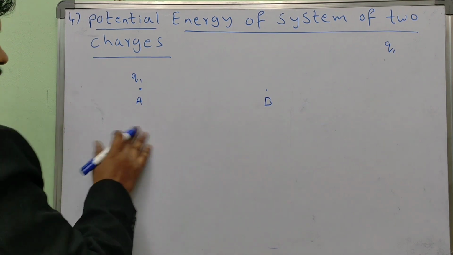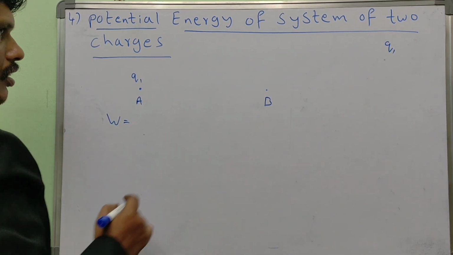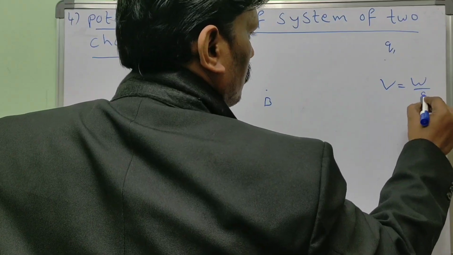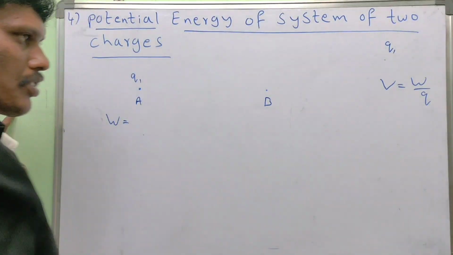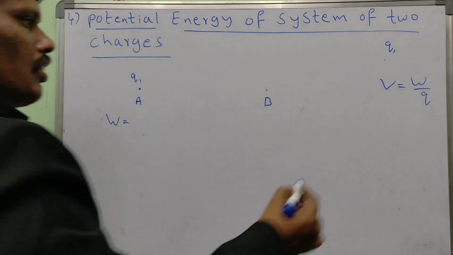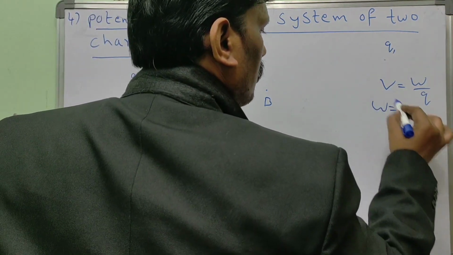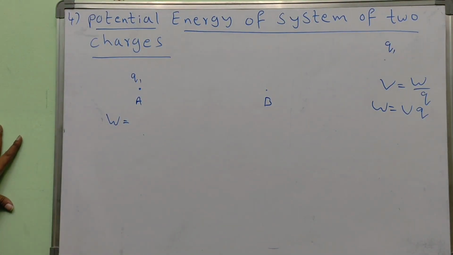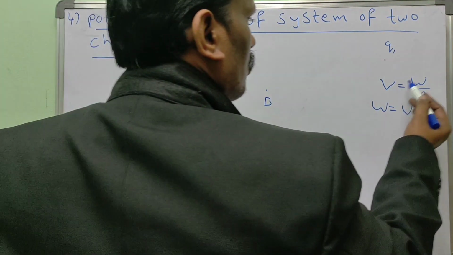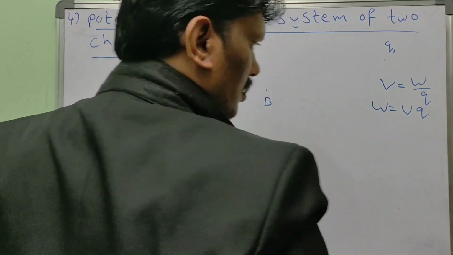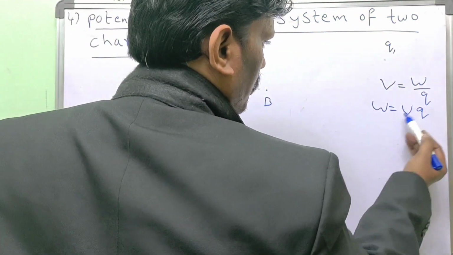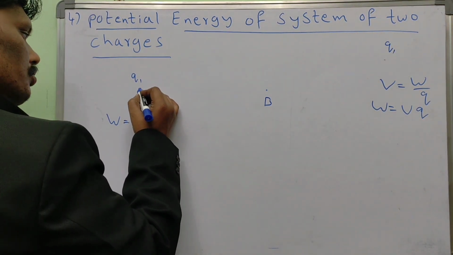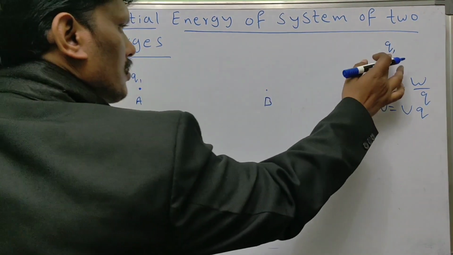Then how much work do we need to do? Already we know that potential is nothing but work done per unit positive charge. So from here, what is the work done? V into charge. What is the potential? Work done per bringing charge. Here work done is equal to V into Q. Like that, I am going to calculate the work done to bring this charge from here to here.